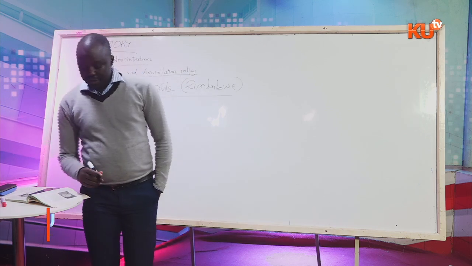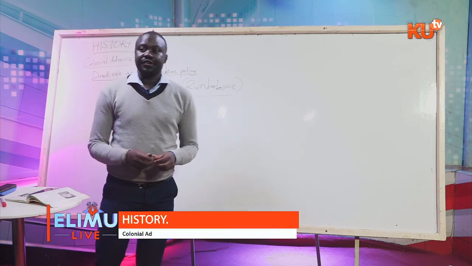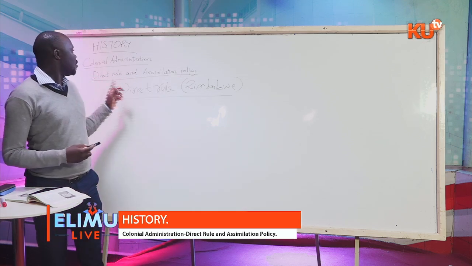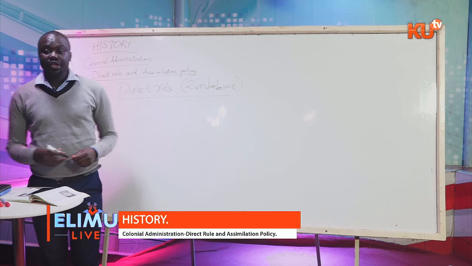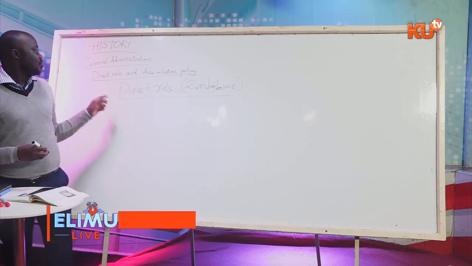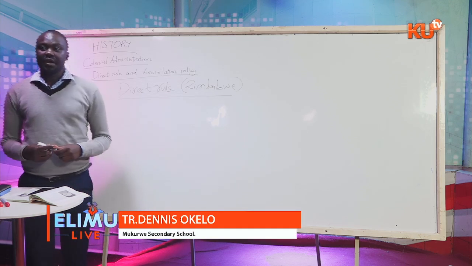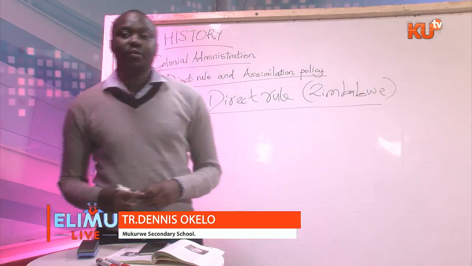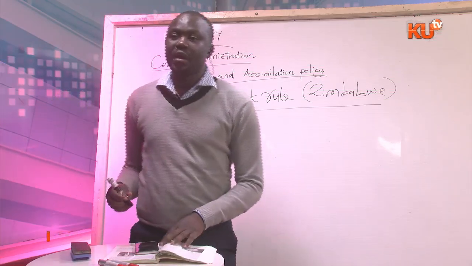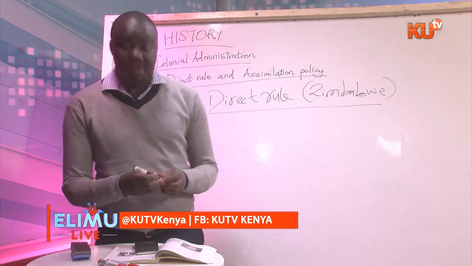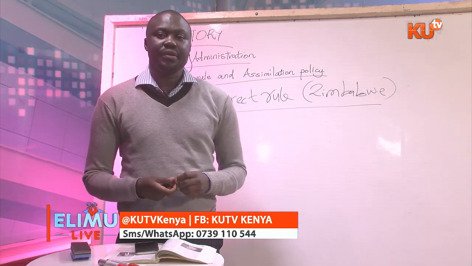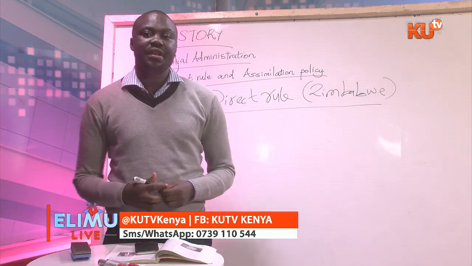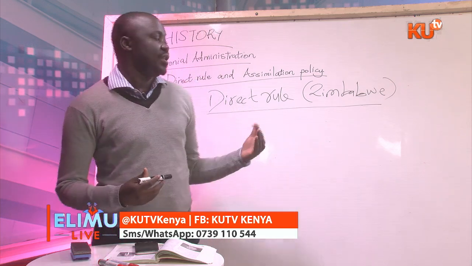And today we'll focus on the continuation of the topic from the previous lesson, that is colonial administration. Today we will focus on direct rule and assimilation policy. Remember, in the previous lesson we were talking about indirect rule, where our major focus was Nigeria, southern Nigeria and northern Nigeria. Northern Nigeria was administered by the British under what is called indirect rule.